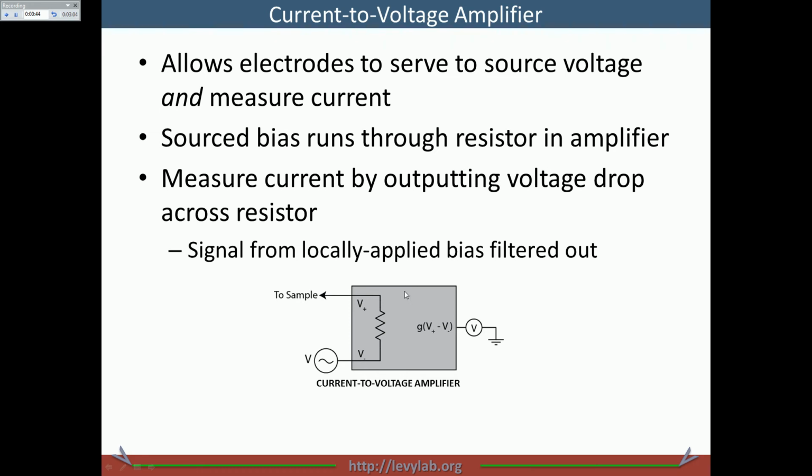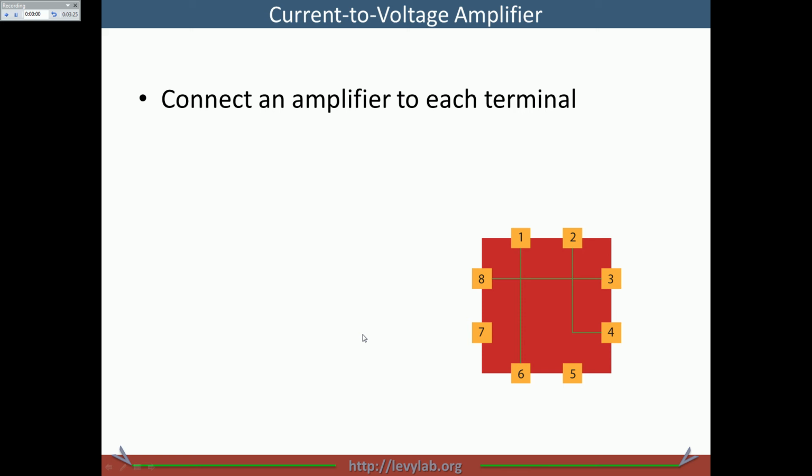Good. And this voltage drop is proportional to the current through the amplifier. And one important aspect of the amplifiers we'll use is that the signal from the locally applied bias will filter out. Is that correct? Well, sure. I mean, yeah.